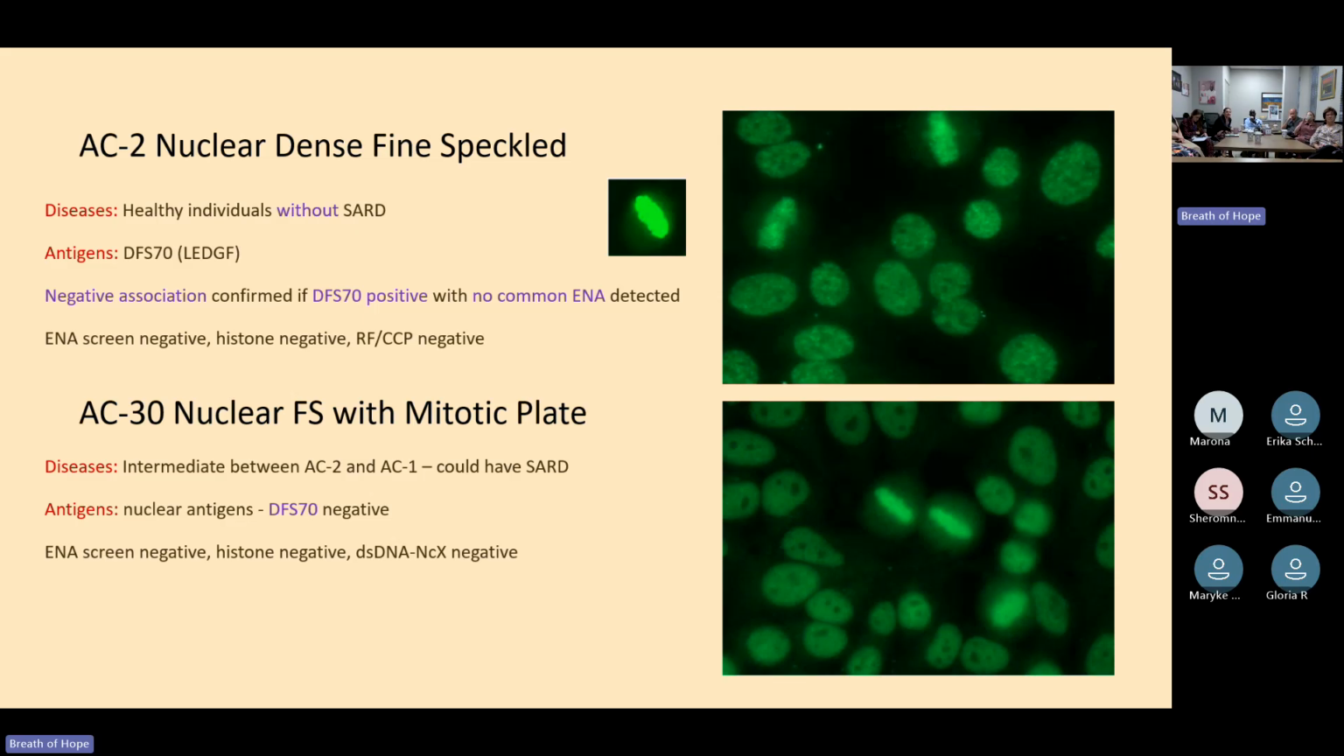So you must go and check your ENA. If your ENA is negative and your histone is negative, what we do in our lab is we also make sure that the nucleosomal DNA is negative. Then we'll say, oh, it's an AC30. The clinical significance of it is not 100% sure. It's not as benign as an AC2. It's somewhere in between. They could have something, but we couldn't actually detect it.